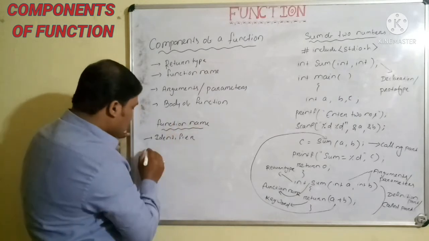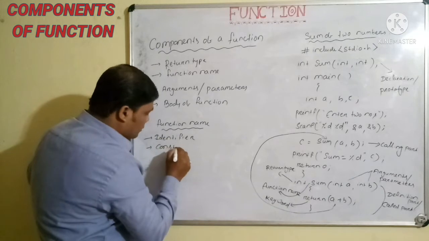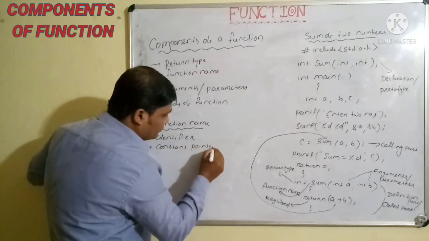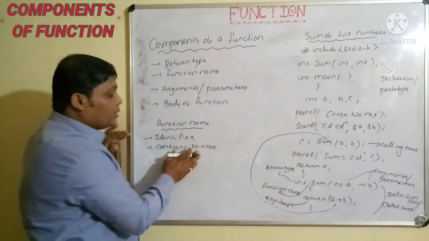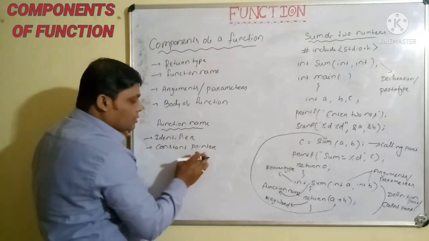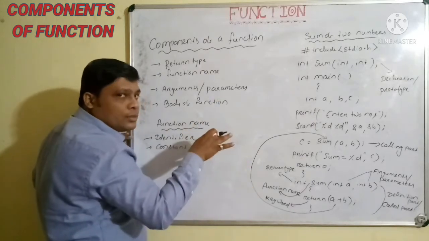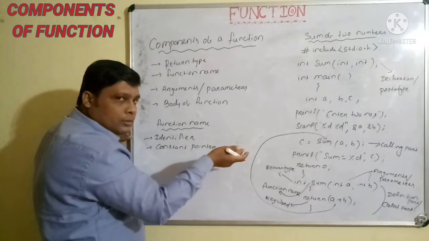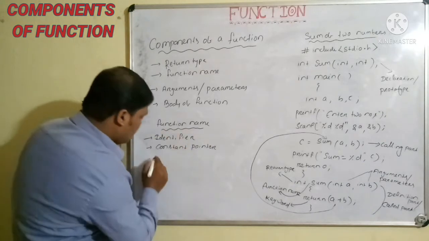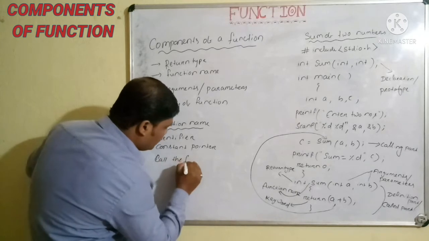This function name is a constant pointer. You just remember, it's a constant pointer. We discuss what a constant pointer is in the pointer chapter. That means it gives the address location to the pointer when we call this function through a pointer.